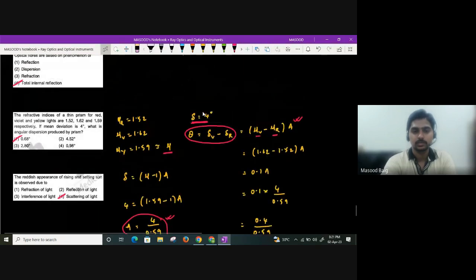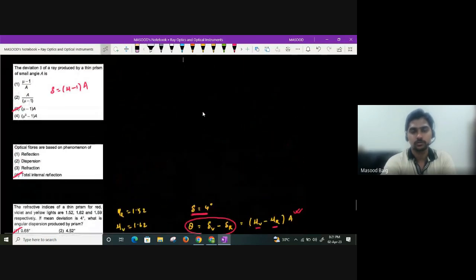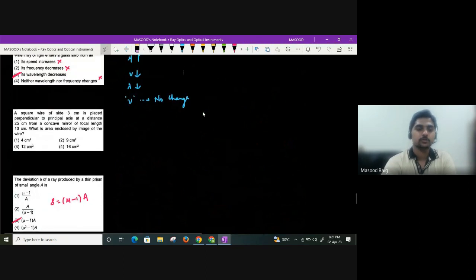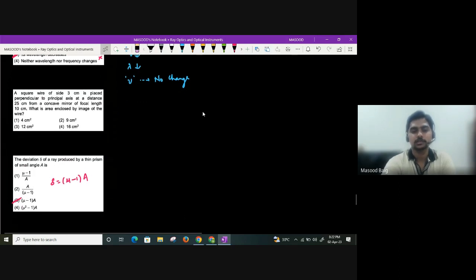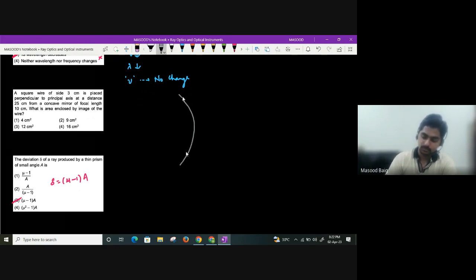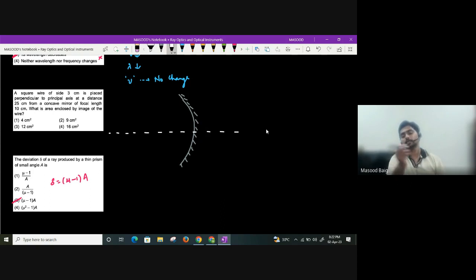One question is pending. Let us try this question, which is a good question, guys. A square wire of side 3 centimeters is placed perpendicular to the principal axis at a distance of 25 centimeters from a concave mirror. So what do I have? I have a concave mirror, something in this manner. The outer surface will be silvered in case of a concave mirror. Let us imagine this is our principal axis. I am taking the principal axis along the x direction. What will be perpendicular to the x direction, guys? The YZ plane.